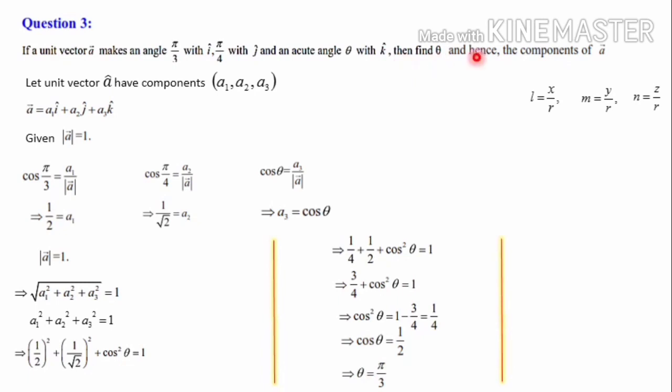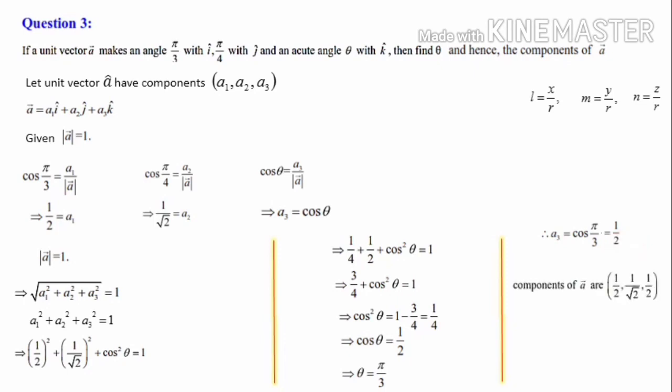The first part is over. Next we have to find the components of vector A. Here a3 we can calculate, that is cos theta. Cos theta in the sense theta is pi by 3. So cos pi by 3 is equal to 1 by 2. So a3 also we have got as 1 by 2.